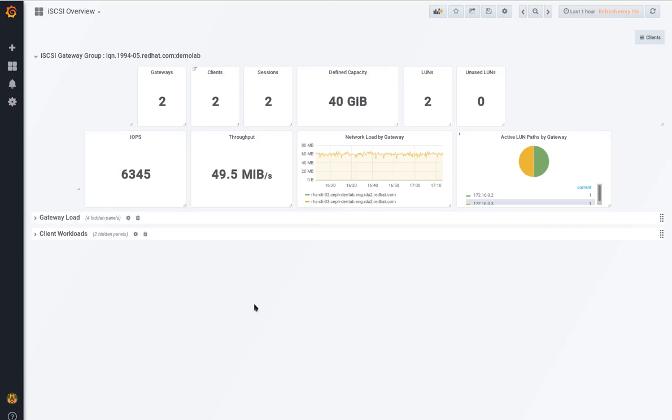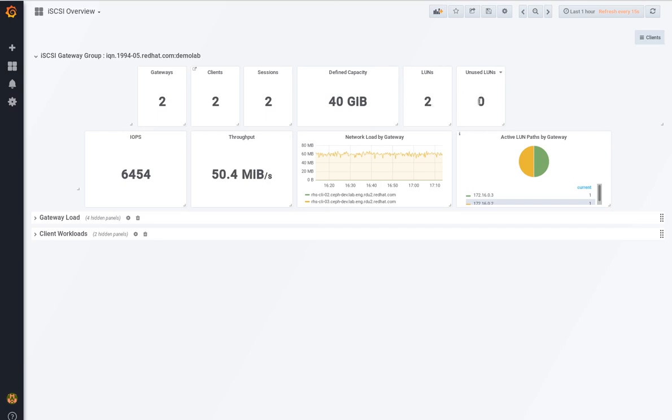The RBD target gateway daemon that basically stands up the iSCSI target on the gateway nodes has an embedded Prometheus exporter. So Prometheus just scrapes that at these intervals and gives us this information. So we get configuration information as well as performance information. The overview here shows what the config looks like. So we've got 2 gateways, 2 clients, 2 active sessions. I've got 40 gig defined, and I've got 2 LUNs, and I've got unused LUNs.